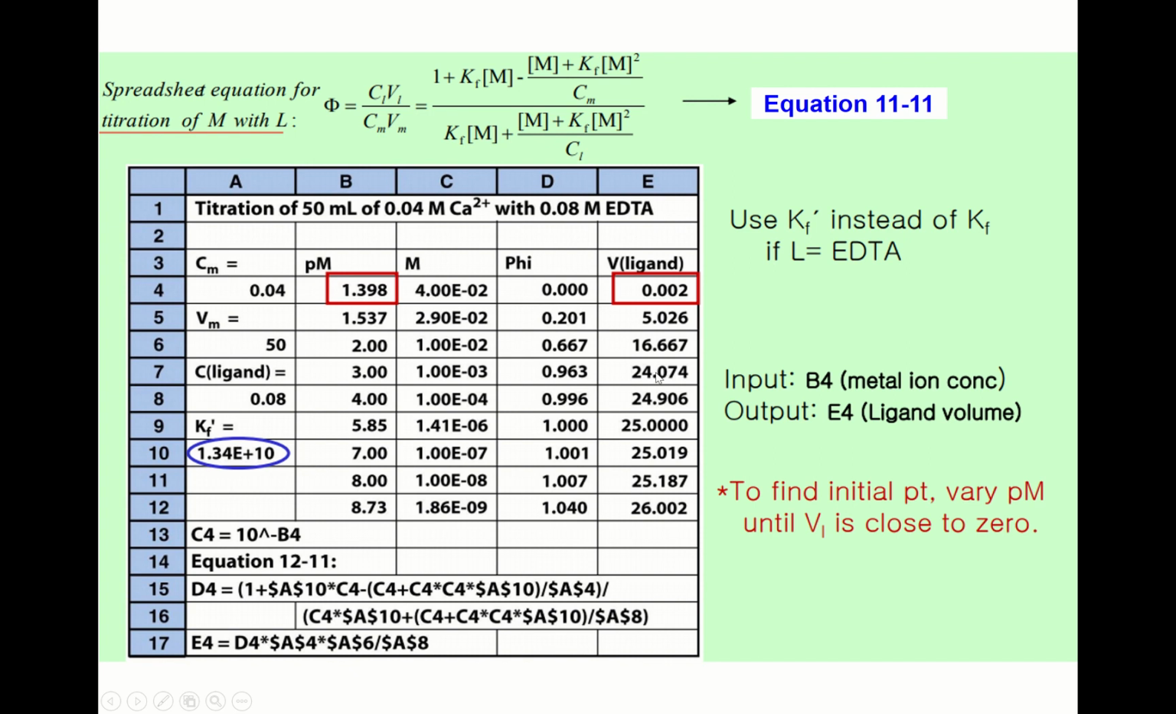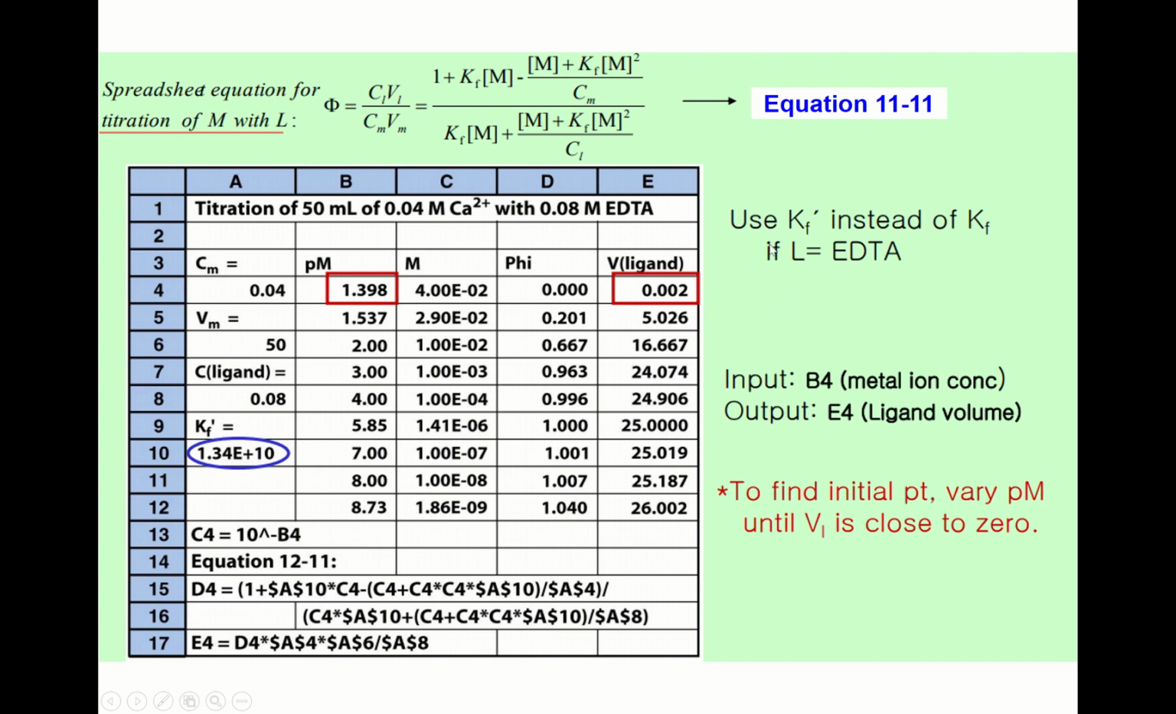So the pM column is the input, and the output column is column E, the ligand volumes. Then later we plot the curve, with ligand volume as the x-axis and pM as the y-axis. To find the initial pM point, vary pM until Vl is close to 0. Anyway, this is how the calculation is done.